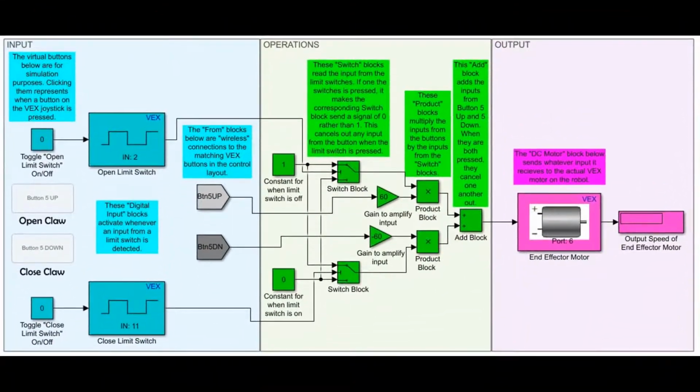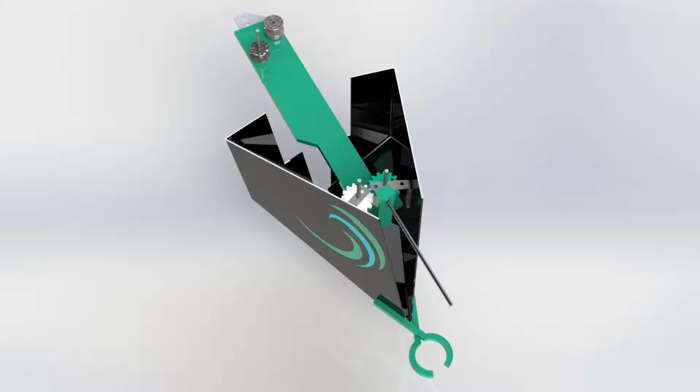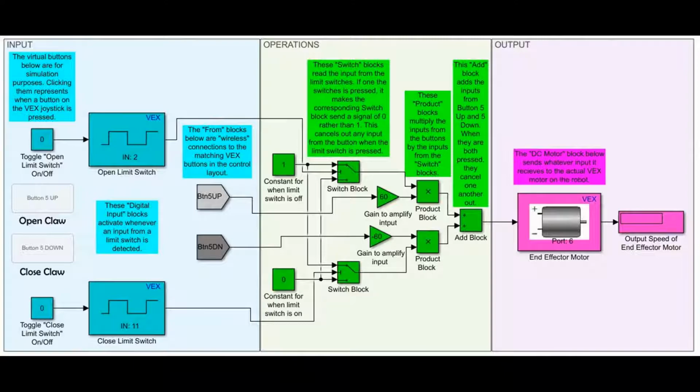Our claw or end effector subsystem needed to control a single motor that would open or close the claw. Secondly, it needed to stop opening or closing when it reached one of two limit switches. Digital input blocks were used to connect the limit switch inputs to the program. Whenever a limit switch was pressed, a switch block canceled all signal from one of the two buttons by multiplying it by 0. That particular button then functioned as usual when the limit switch was released.